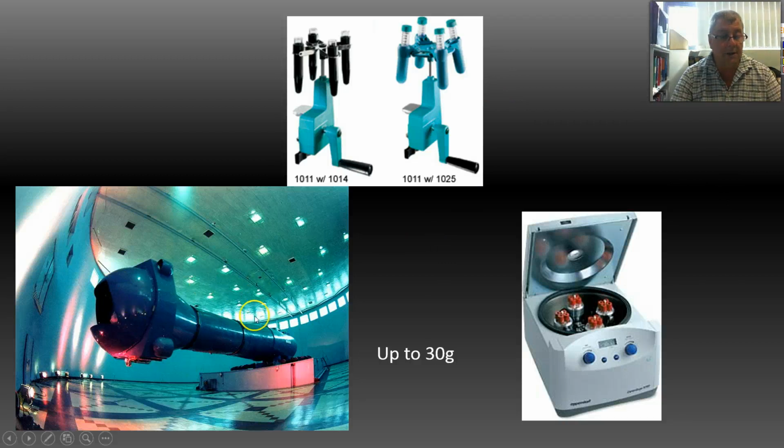This is an example of a human centrifuge, where there's a little capsule that you sit inside and it's spun around, and you can simulate G-forces on a person, and we're going to show you a video. And this one goes up to 30 G, which would almost kill you, I think. I think you start blacking out at about 7 to 8 Gs.